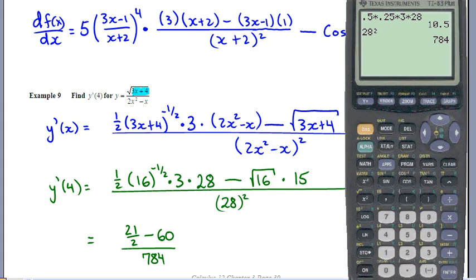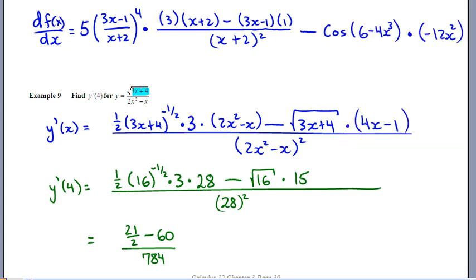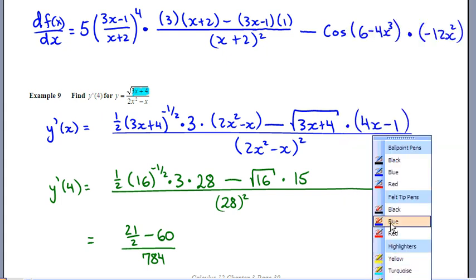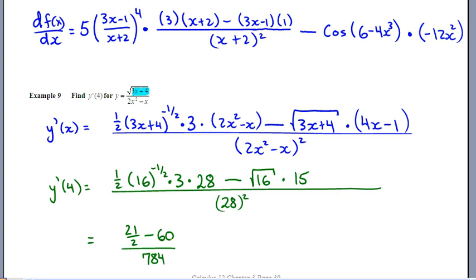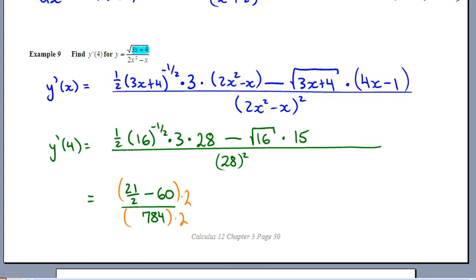That's a complex fraction. That looks just messy. Let's clean it up by multiplying top and bottom by the least common denominator. Let's multiply top and bottom by a 2. That should make things a little more manageable. We will have 21 minus 120 all sitting on top of 1568.